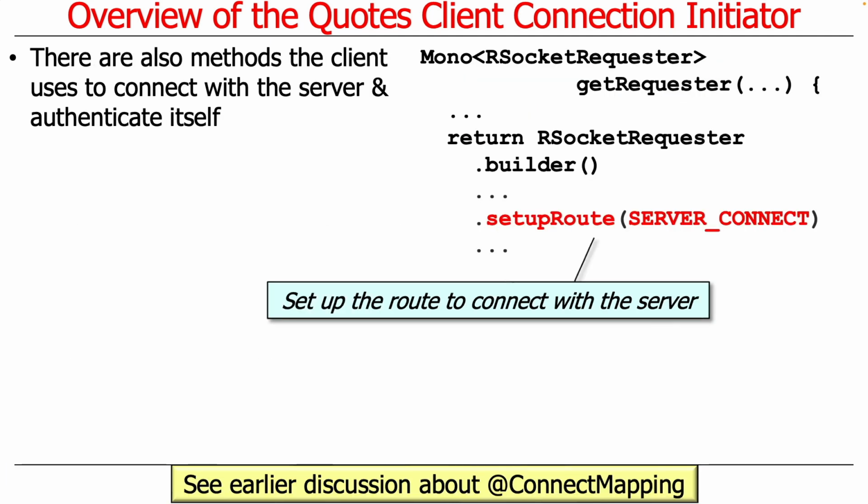There are also methods that the client uses to connect with the server and authenticate itself. So we're going to set up the route to talk to the server. Remember, if you take a look at the connect mapping in the connect controller, you'll see that it had this server connect as the path for the connect mapping. And this is the client saying, I want to talk to that particular endpoint when a connection is set up.